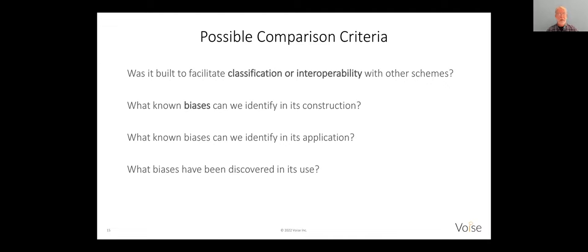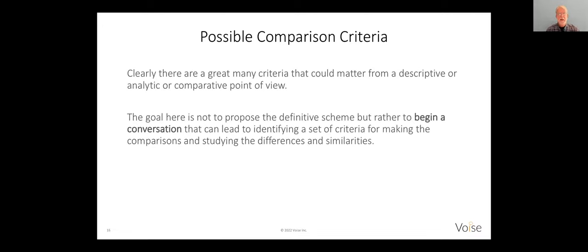Joe gave a couple of great examples of that with eugenics and gypsies and nomadic peoples. And also, what kind of biases have been discovered in the subsequent use of this classification scheme? So again, my interest is not in being prescriptive, but rather in beginning a conversation to try and identify some of the criteria that will matter in making comparisons between these classification schemes and studying their differences and similarities. Thank you.